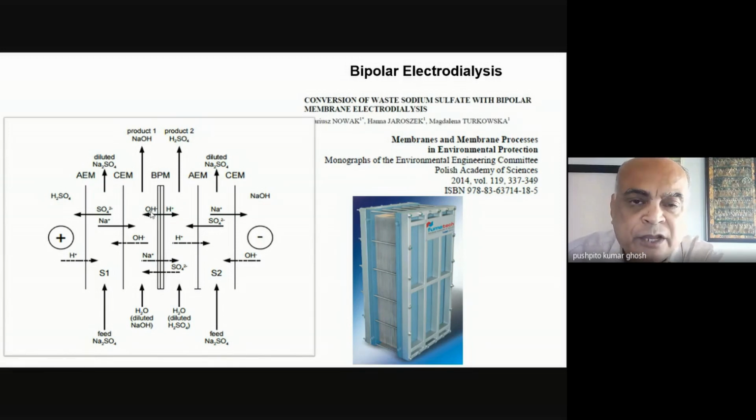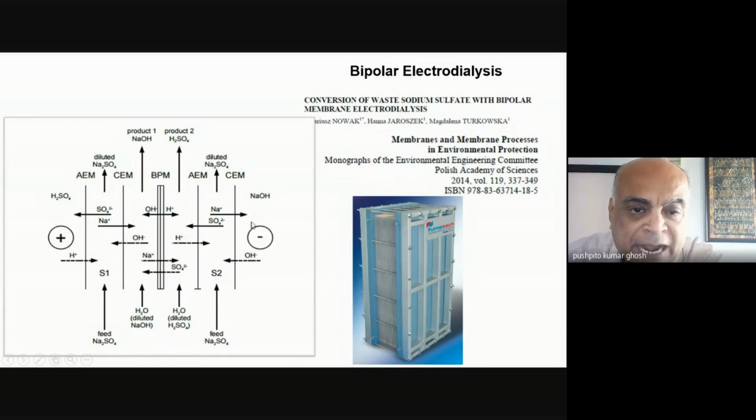And so your dissociation constant of water, which is 10 to the power minus 14 under normal conditions, when you apply an electric field, I can change it. And I can make it very high. I can get large amounts of H plus and OH minus created. If you are passing sodium sulfate feed, your waste stream, from here and another from here.